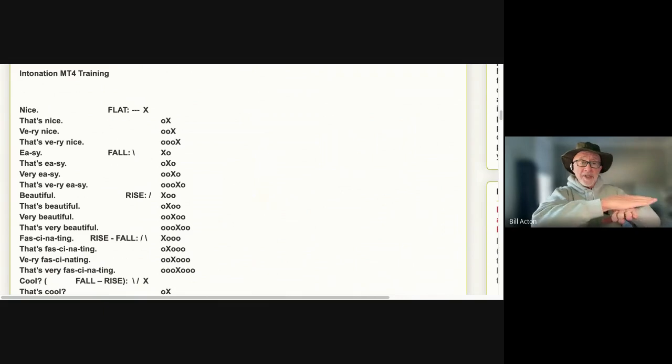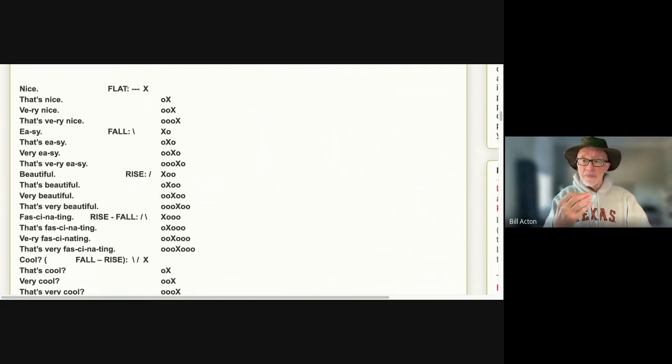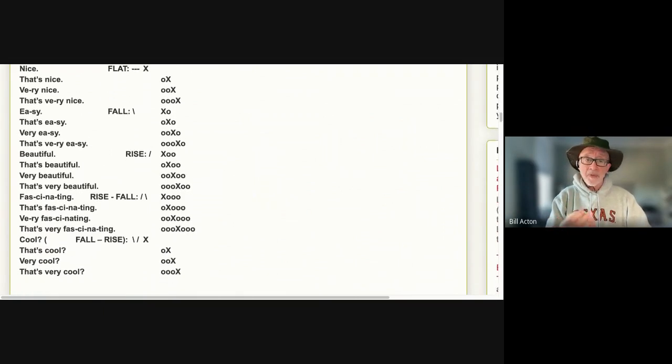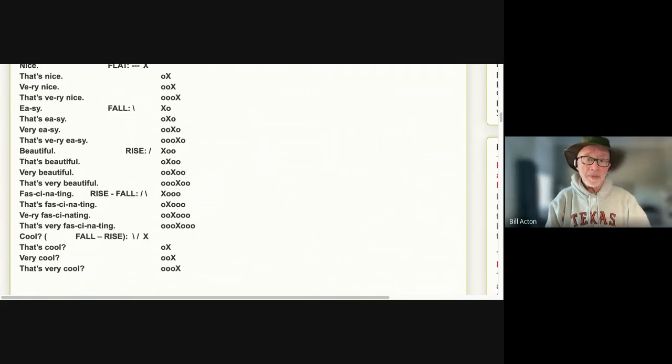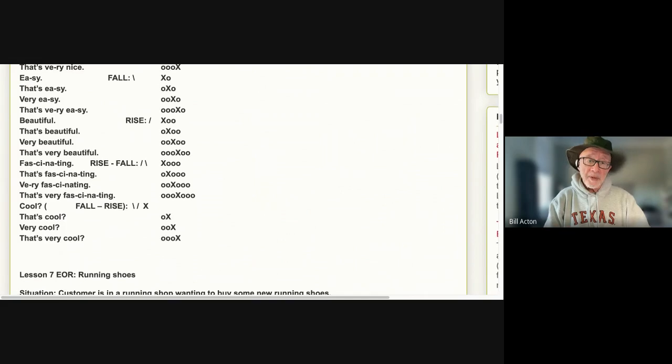The idea of nice: that's nice, very nice, that's very nice. Again, starting at your shoulder, you can see how it's lining up here. That's very nice. Same thing, then the next one's a fall. Easy, that's easy, very easy, that's very easy. When you practice these, go a little slower than I'm doing it, with really good nasal, rich voice quality. Very important.